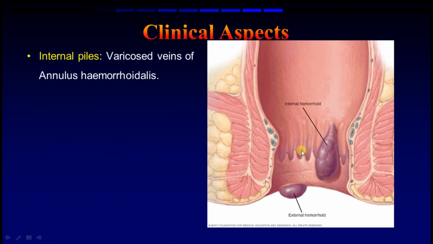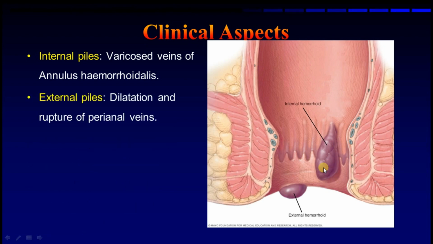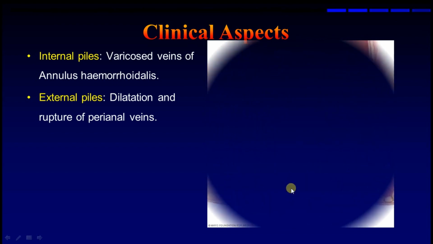Again, I have discussed what internal piles are above the pectinate line. They are painless, with distension at the 3 o'clock, 7 o'clock and 11 o'clock positions of the radicals of the superior rectal vein. External piles are actually from the perianal rectal veins of the external venous plexus.